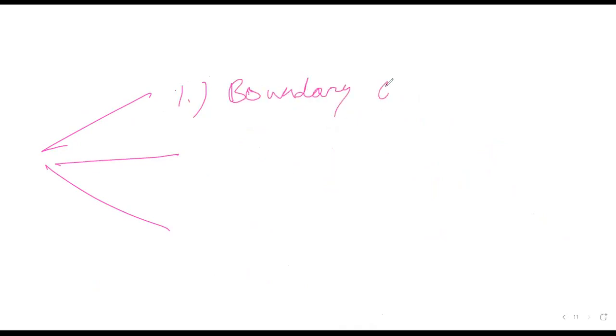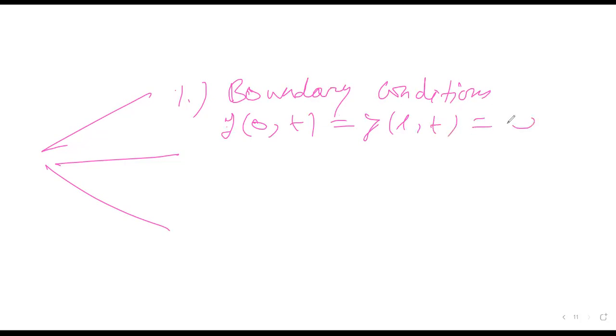Similarly, if the condition was given, what kind of conditions can be given? There can be three conditions. First thing will be you will get boundary conditions, boundary conditions with some temperature, like y of 0t is equal to y of lt is equal to 0. This will be your condition.